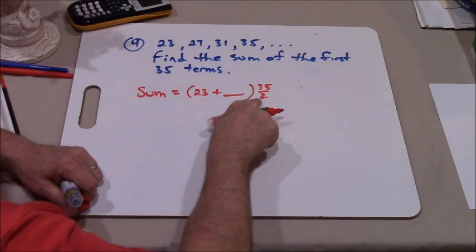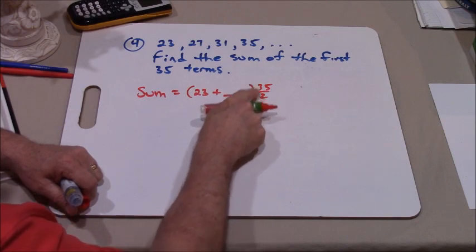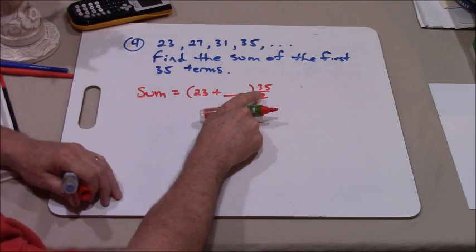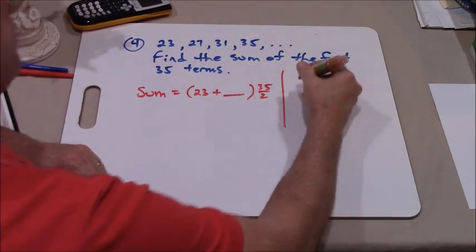Now we're going to have to talk about this. When you have an odd number, do you really get an even number of pairs, and how does that work out? We'll look at that in just a minute. But first, I need to go find the last term.